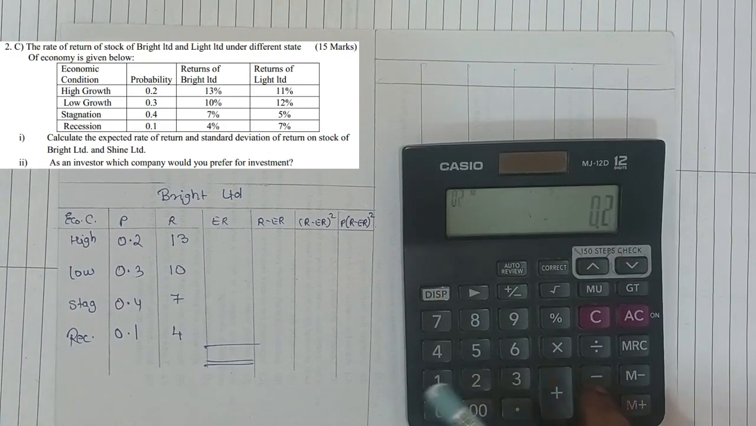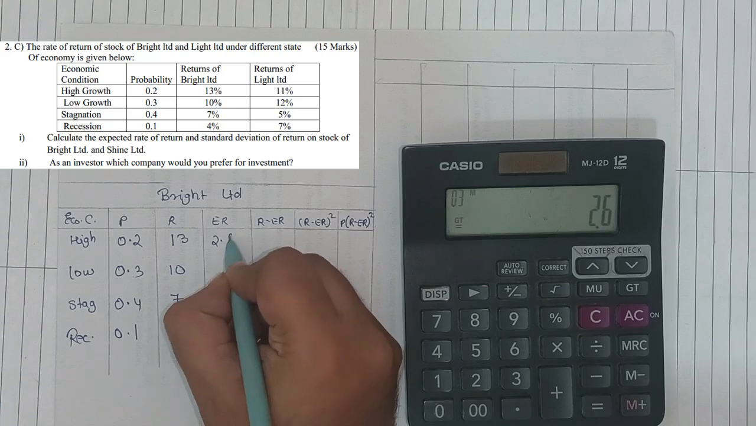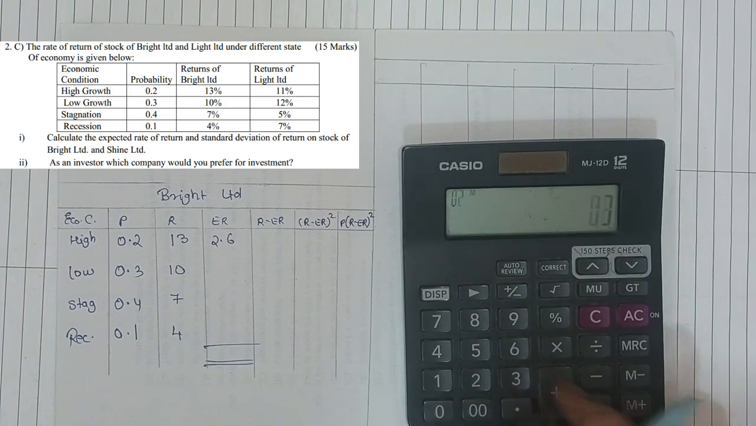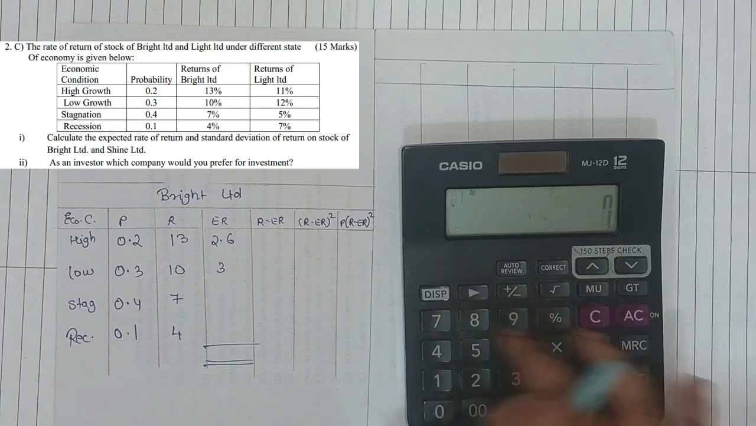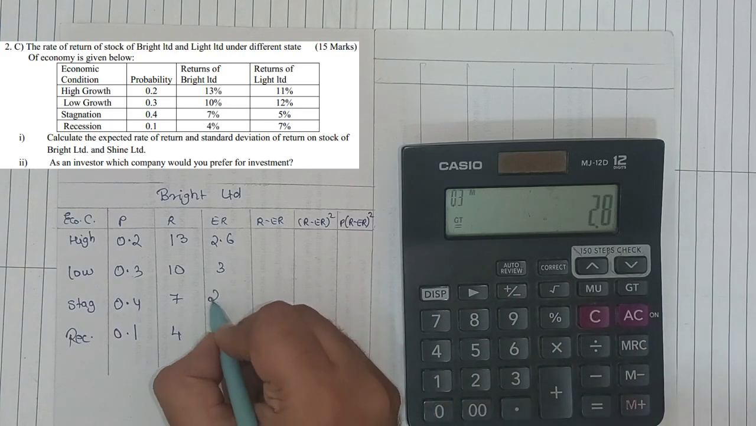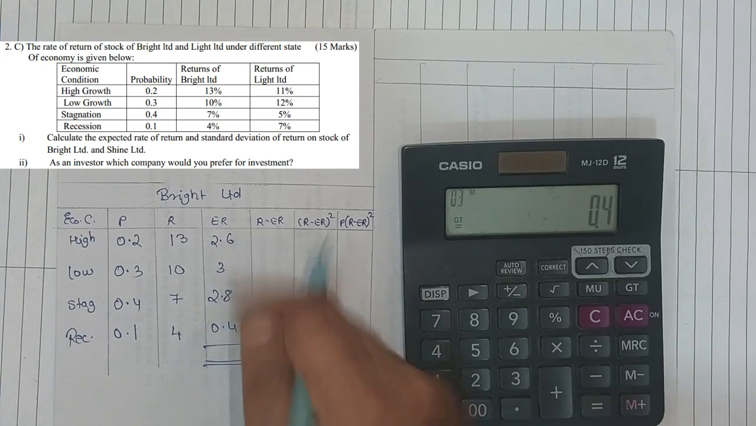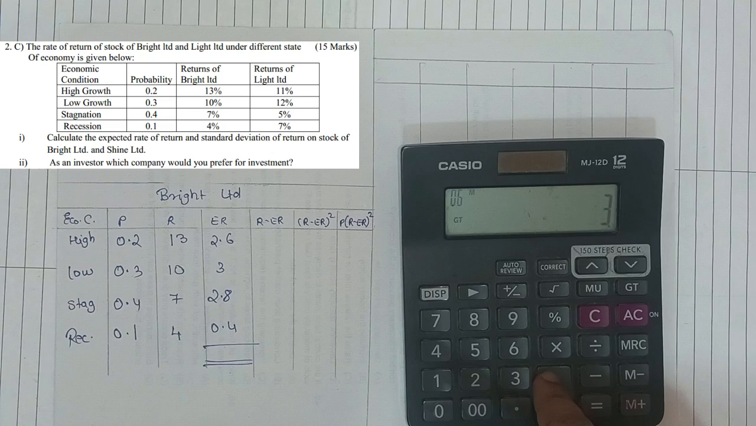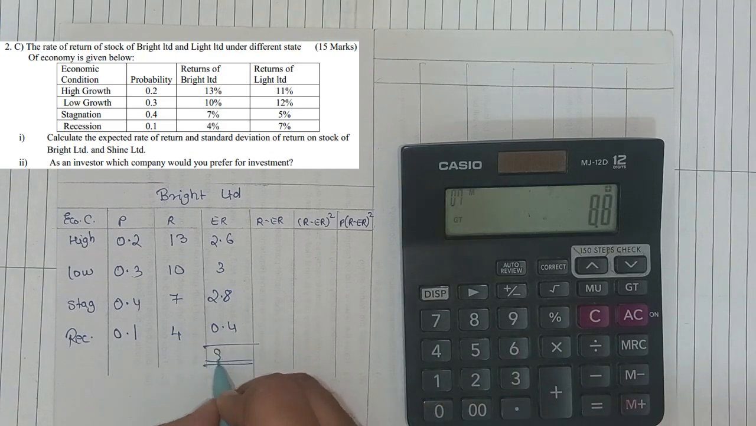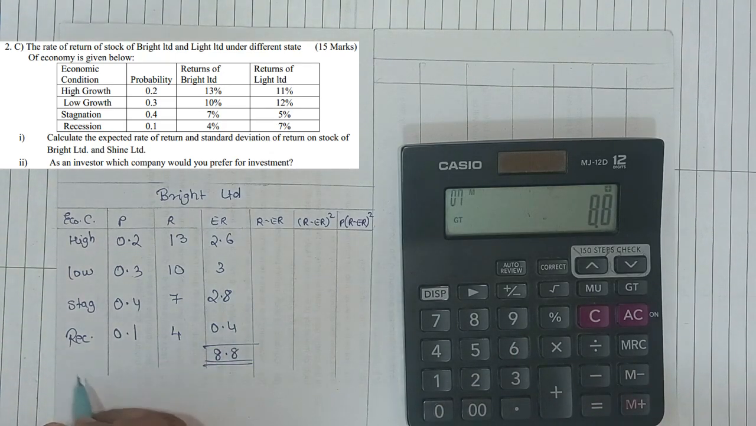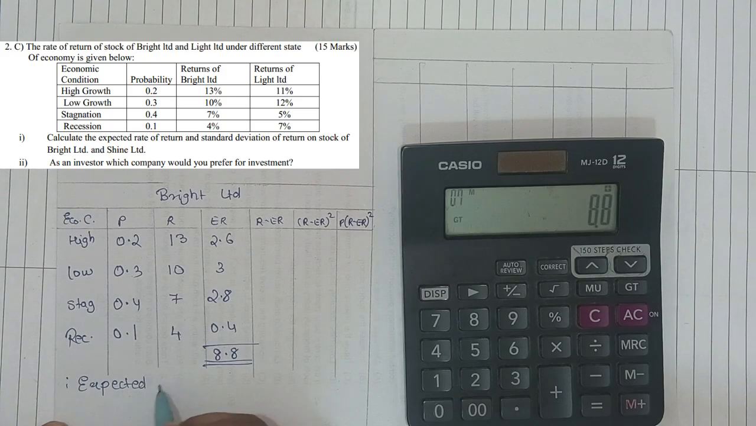So 13 into 0.2, which is 2.6. 10 into 0.3 is 3. 7 into 0.4 is 2.8. 4 into 0.1 is 0.4. Now we add up everything, 0.4 plus 2.8 plus 3 plus 2.6. We get 8.8 as the value. So this is nothing but the expected return. So first answer, expected return equals 8.8%. Okay, that's the first answer.